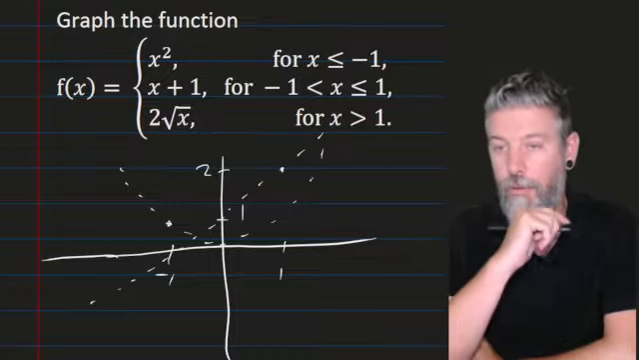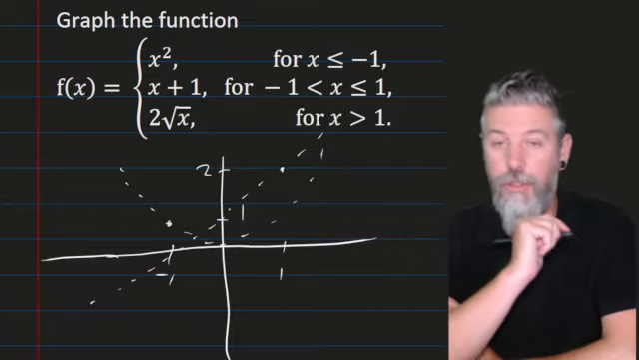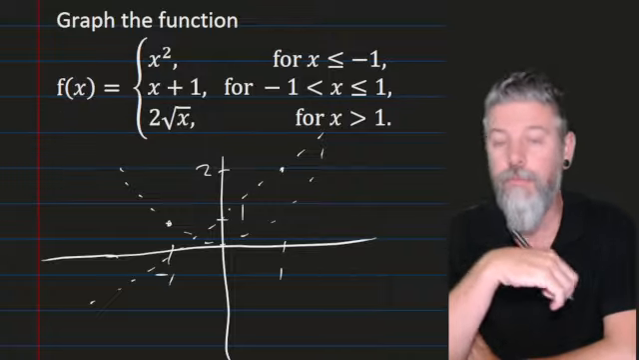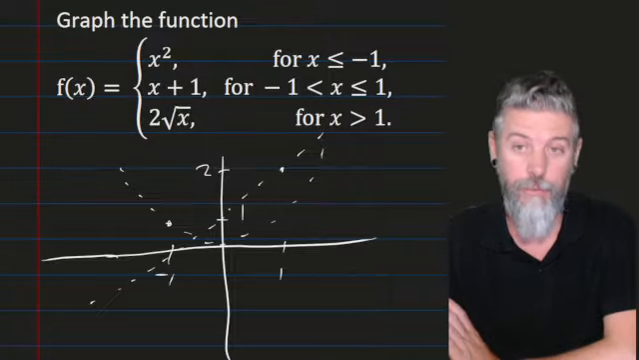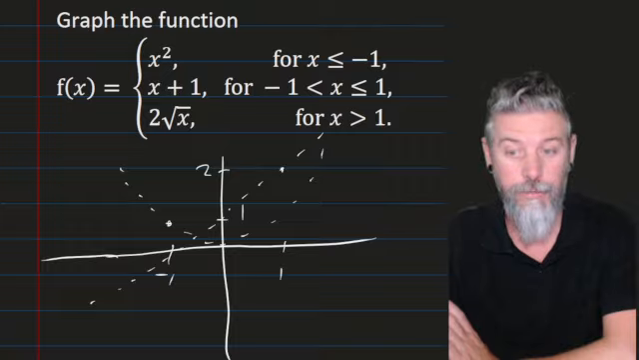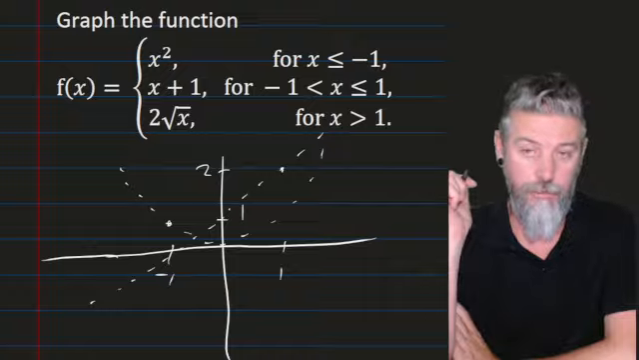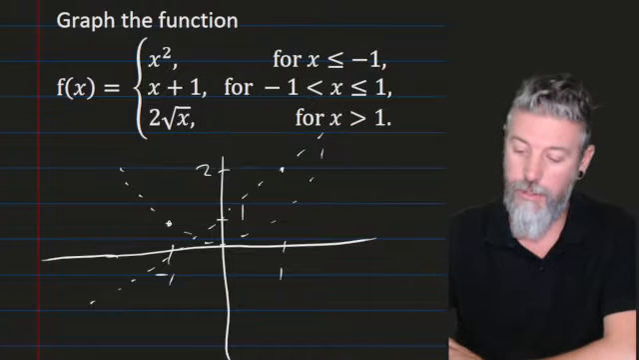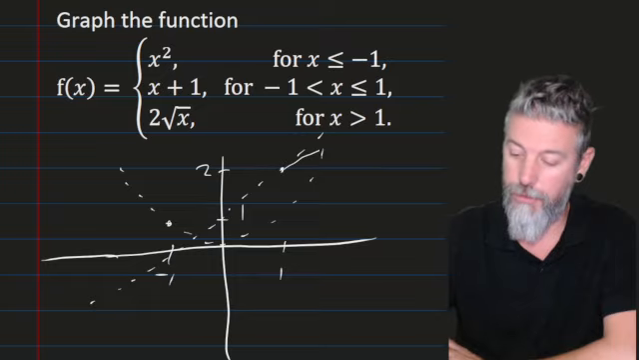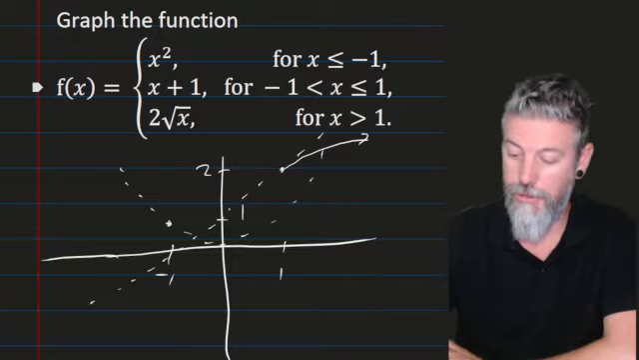What about if we put 4 in? The square root of 4 is 2. 2 times 2 is 4. And then if we put 4 into the line, 4 plus 1 is 5. So the line's above the 2 root x function. So after they cross, or after they touch, then the 2 root x function goes below the line.